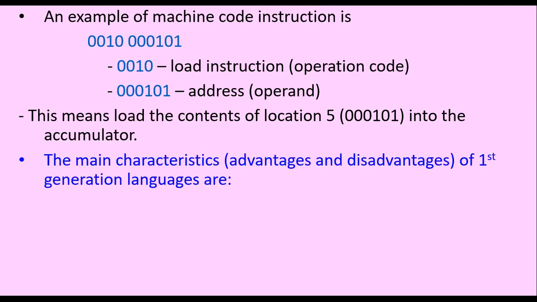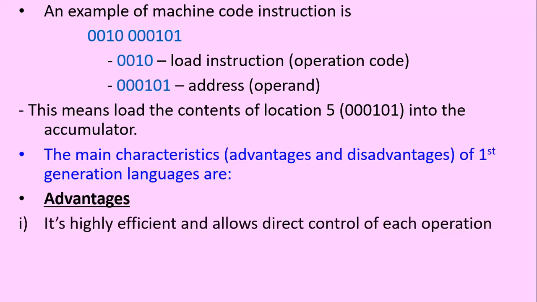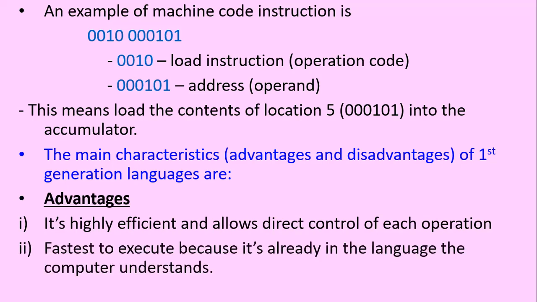So, based on this example, we can say that the following are the main characteristics, or what we refer to as the advantages and disadvantages of the first generation languages. On the side of advantages, the machine language or first generation language is highly efficient and it allows direct control of each operation. Secondly, it is fastest to execute because it's already in the language that the computer understands.